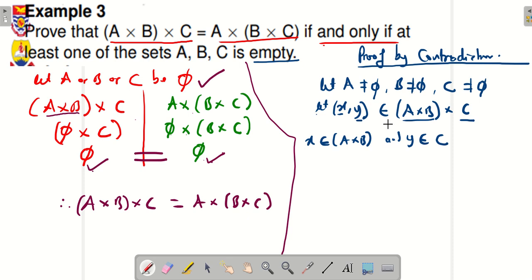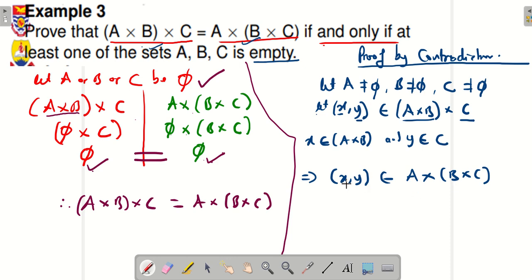Now, also know that the statement is saying that (A × B) × C is equal to A × (B × C). Because these two sets are the same, if (x, y) belongs to the first one, then it implies that (x, y), that same ordered pair, belongs to the second one too, which is A × (B × C), because the two sets per the question are the same.